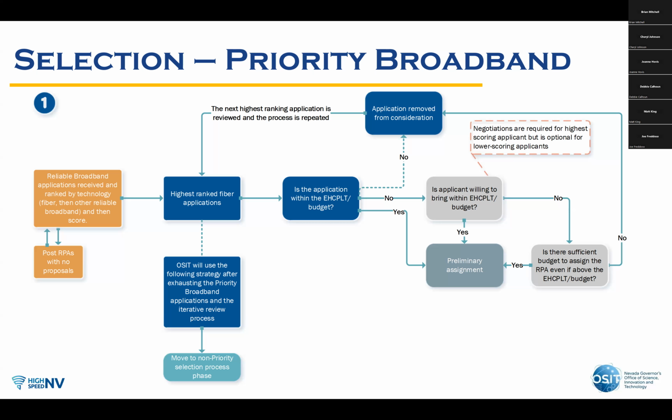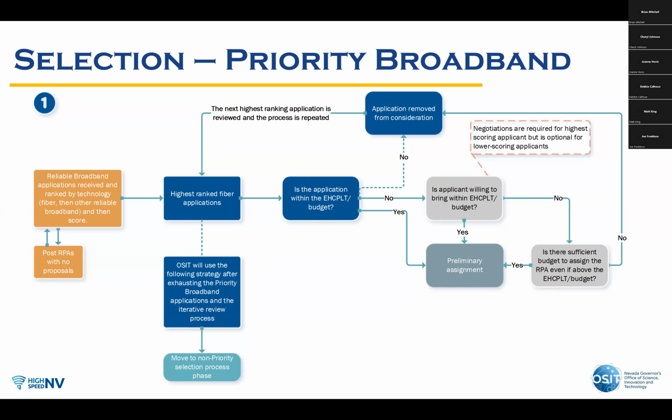This will depend on how much budget is available, which will depend heavily on how the proposals come in and at what price. And OSIT will be running analyses and analytics throughout to determine how much budget is available for each of the RPAs based on what the proposals are.